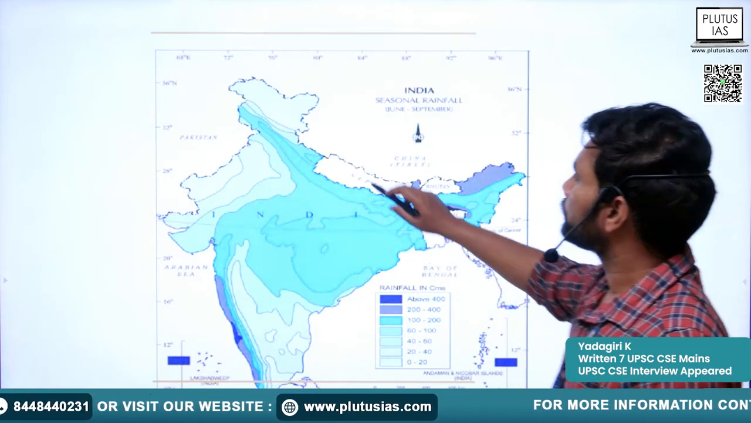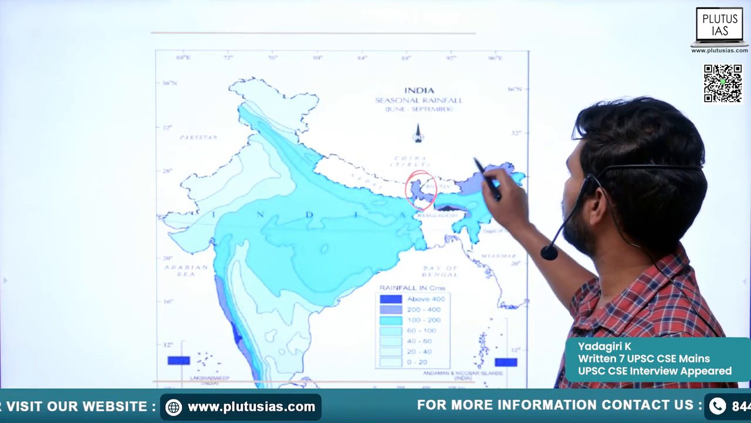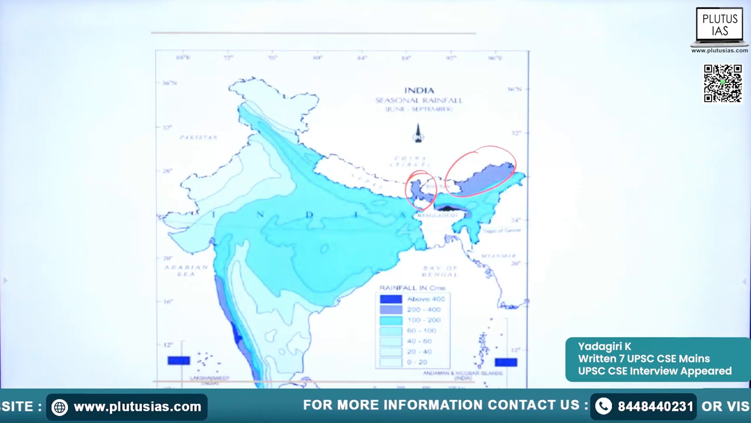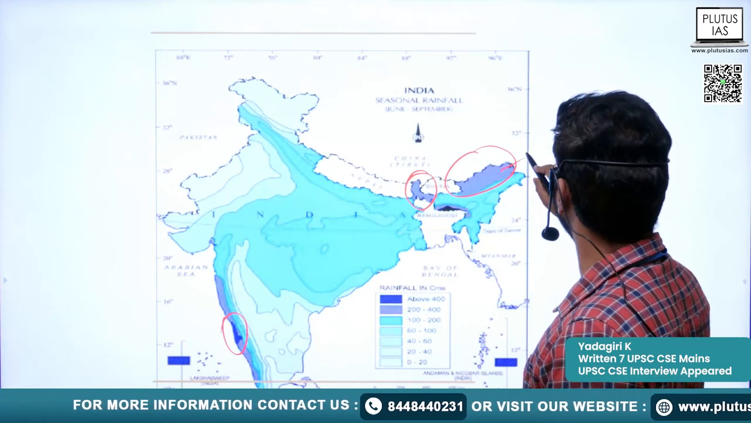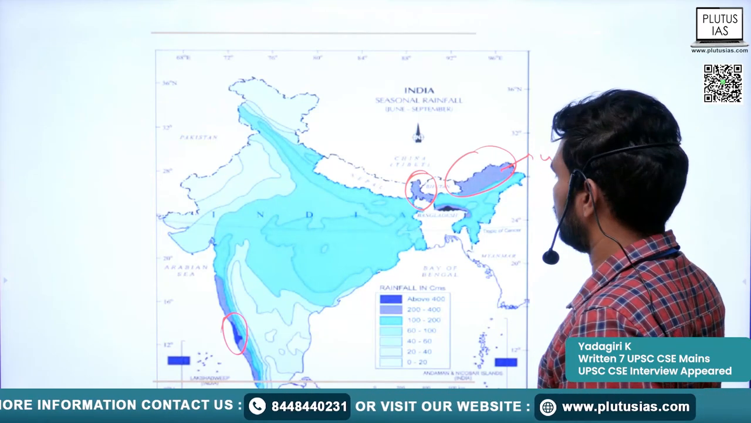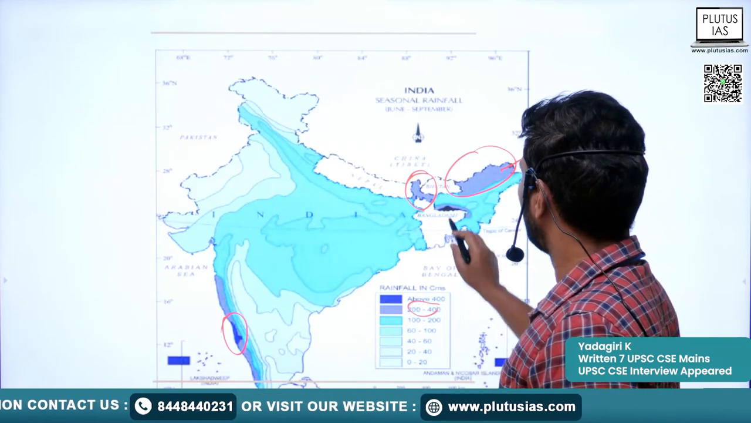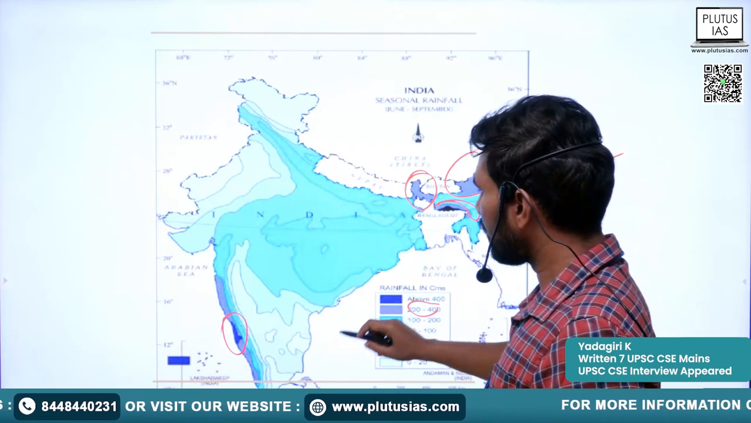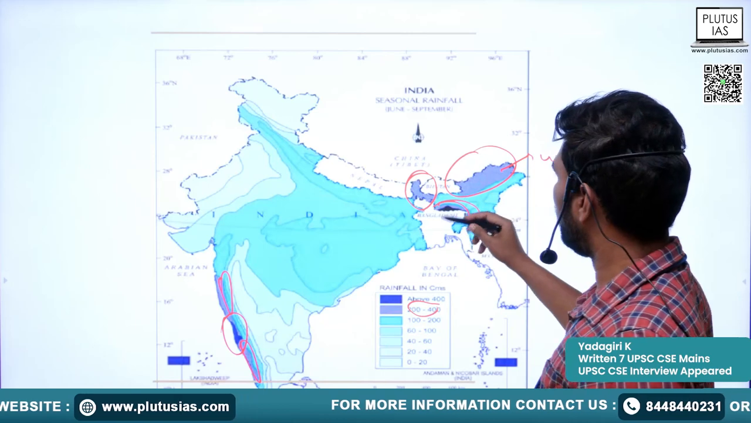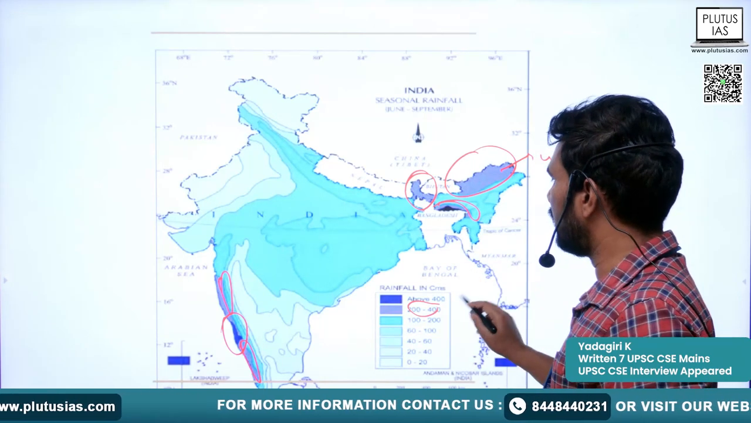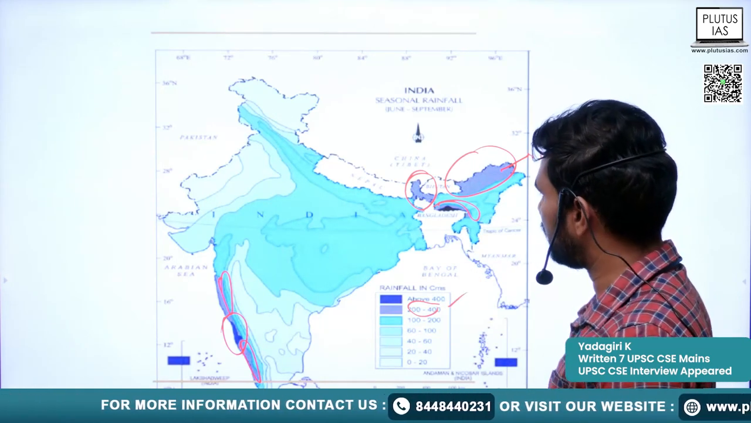So here you can see the regions which are located in purple color, they receive more than 400 centimeters rainfall. Apart from that, some other regions, these regions, Western Ghats, and some regions in the Northeast India, they receive rainfall between 200 to 400 centimeters.